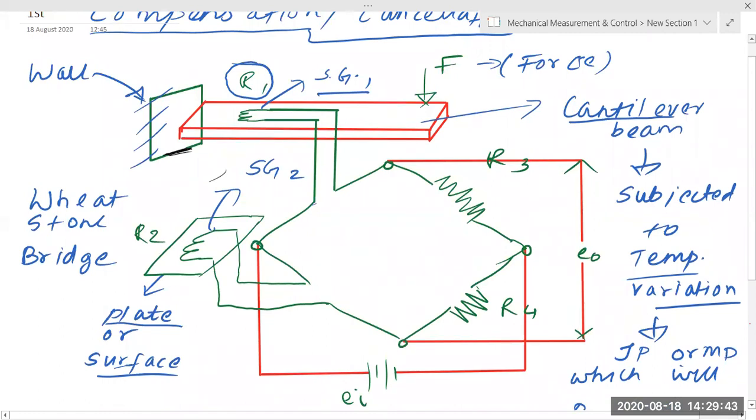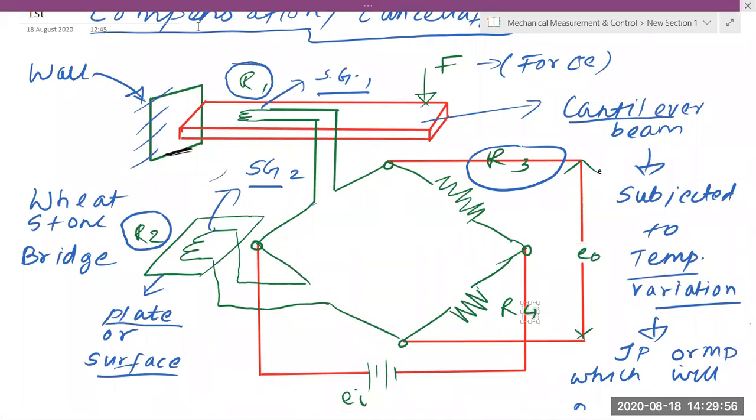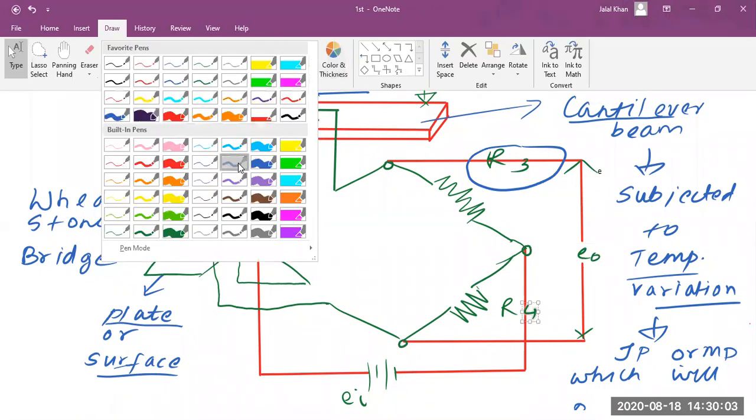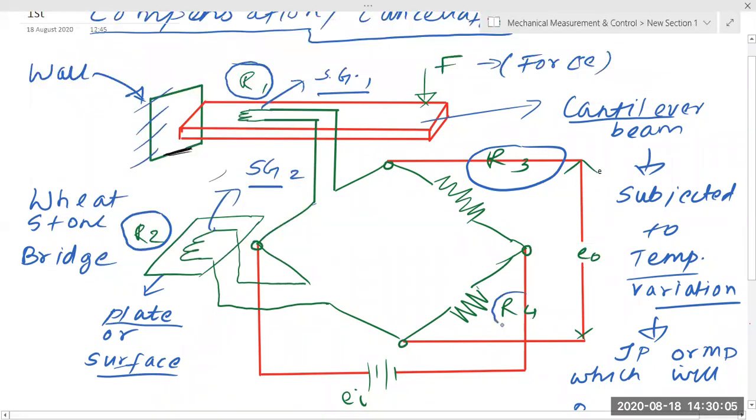Now all these resistances are connected. You can see SG1, meaning R1, R2 are connected, and there is R3, and even R4. All these things are connected. Just give me a second so that I can use my highlighter. You can see R1, R2, R3, R4, all these are connected to a Wheatstone bridge. This is my Wheatstone bridge.